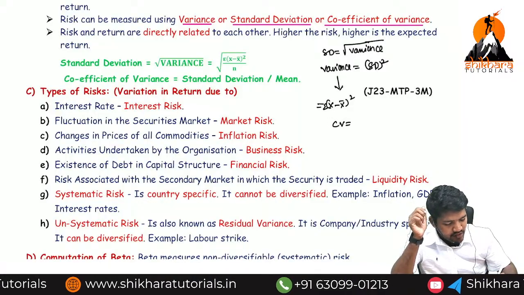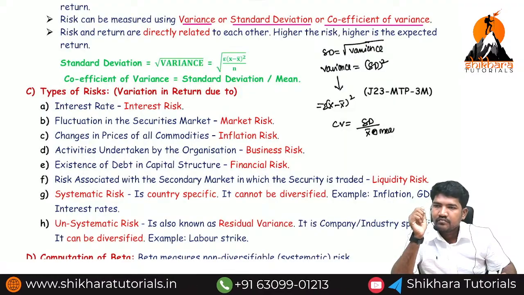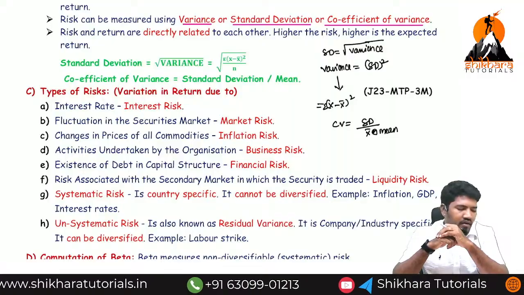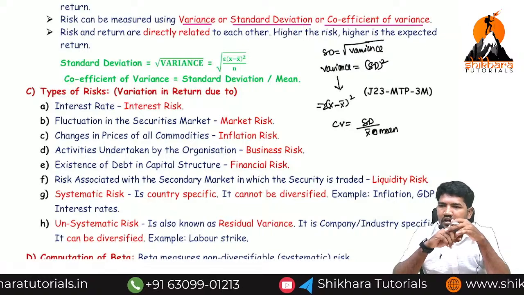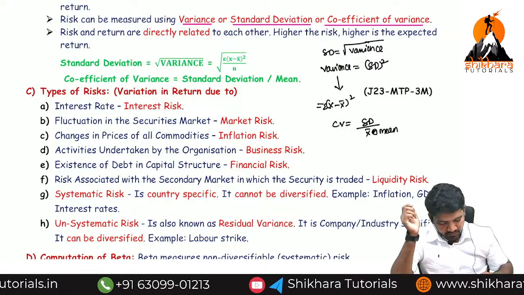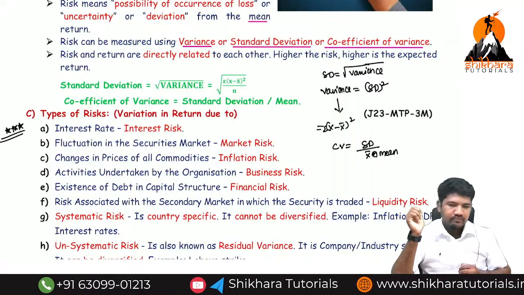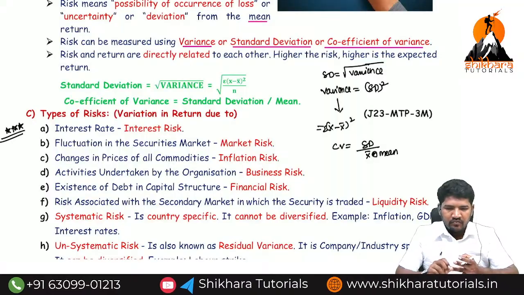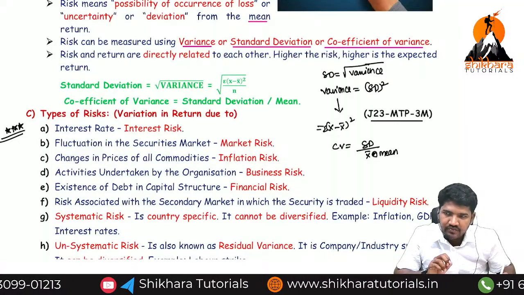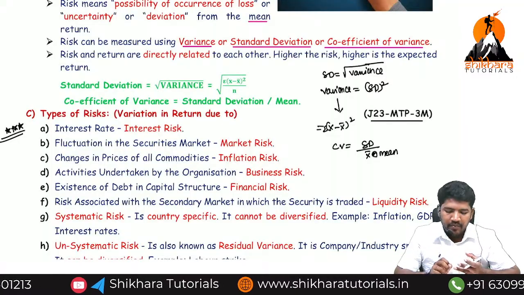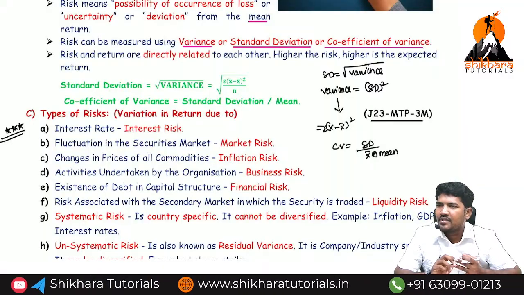Next, coefficient of variance equals standard deviation divided by x bar, or mean. Standard deviation divided by mean or x bar. Clear? Now, put a star for this point number C. This question was asked in June 23 MTP for 3 marks. They framed one problem for 4 marks and added this question as 3 marks, totally 7 marks.